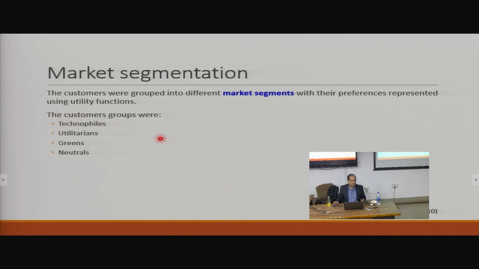Technophiles, people who want the latest and greatest. So they would prefer higher reliability, they're willing to pay more, and they don't care about environmental impacts. Utilitarians, they don't want to pay more, they want something that barely functions, or tolerate something that barely functions, and they're not crazy about the environment. Greens are people who are crazy about the environment, they're willing to pay more, and they're willing to tolerate lower performance. And then neutrals are people who are in between on all three, right? Let's say, average people.